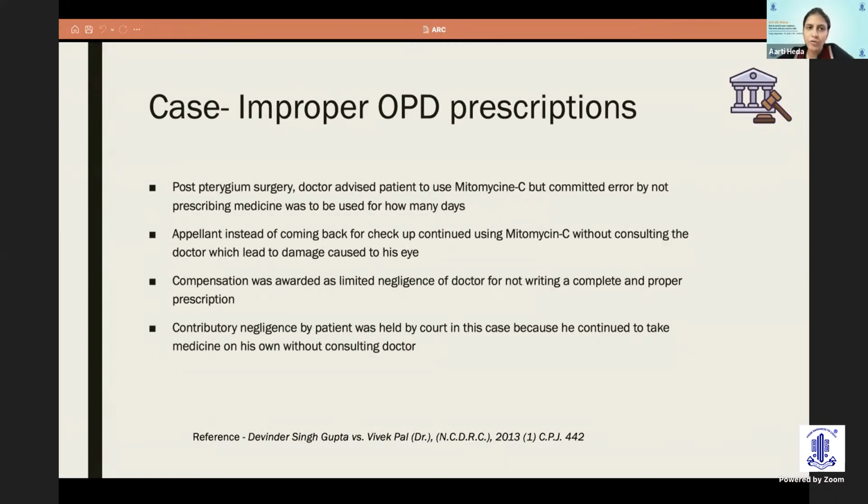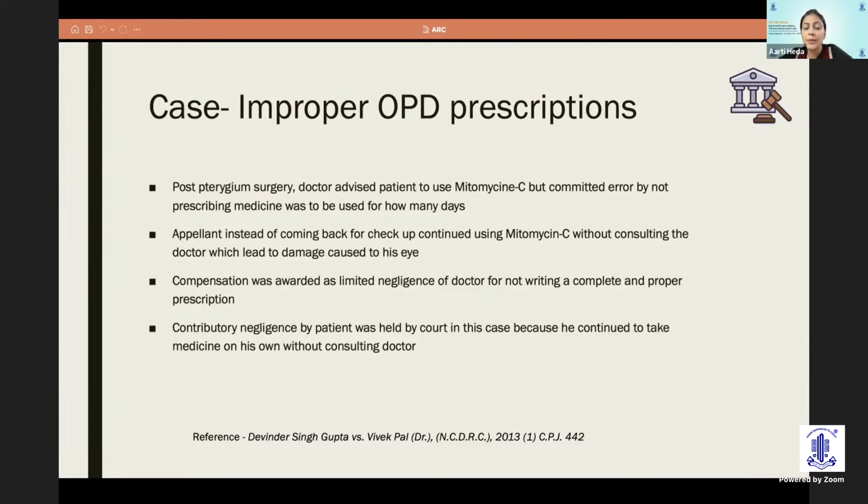So let's see another interesting case, which is of improper OPD prescription. Post-pterygium surgery, a doctor advised the patient to use mitomycin C, but committed an error by not prescribing for how many days the medicine was to be used. So the appellant, instead of coming back for a checkup, continued using the mitomycin C drops without consulting the doctor, which led to damage caused in his eye.